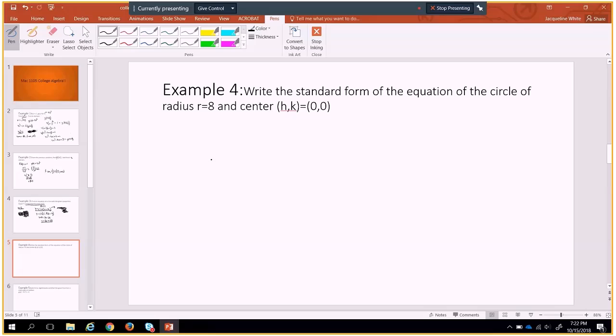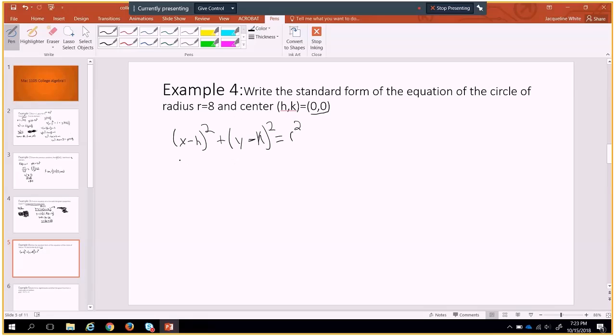So to recall that, we know, hopefully, that the standard form is (x minus h) squared plus (y minus k) squared is equal to the radius squared, right? That h and k comes from the center of your circle. In this case, it's (0, 0), and your r is the radius of the circle, okay?